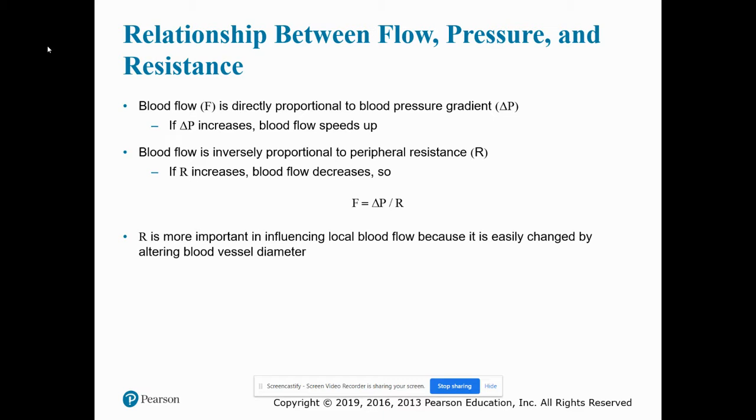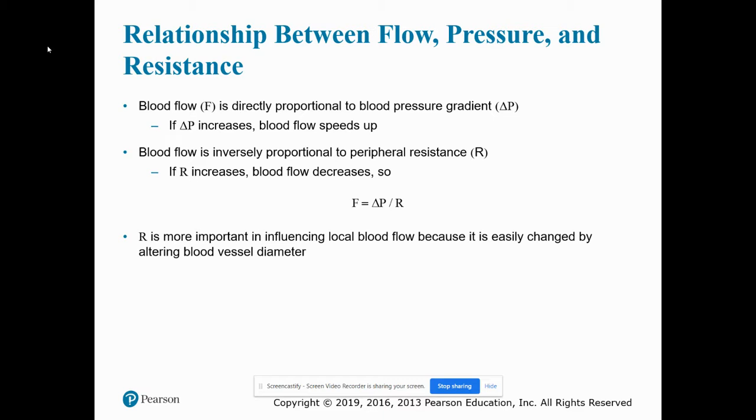So here we have blood flow, which is F, okay? And it's directly proportional to the blood pressure gradient, which is going to be delta P, and that little triangle is delta. So if delta P increases, blood flow speeds up. Let's think about this. Blood pressure gradient goes up, blood flow speed increases. Yes, I would agree with that. That just means that as your blood pressure gets higher and higher, your blood's going to flow faster.